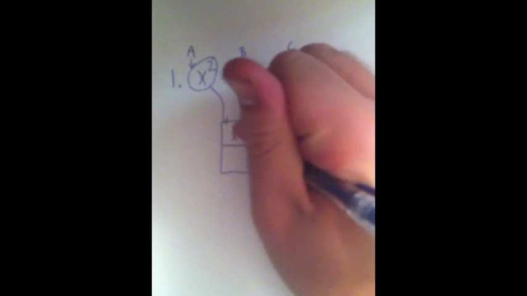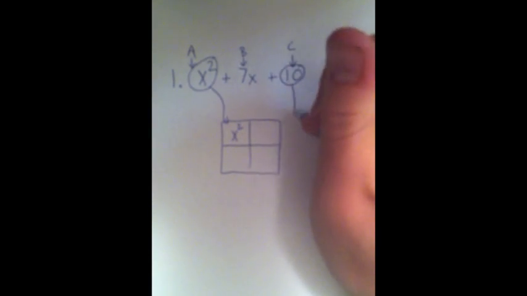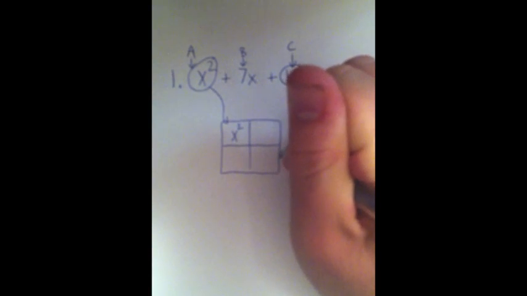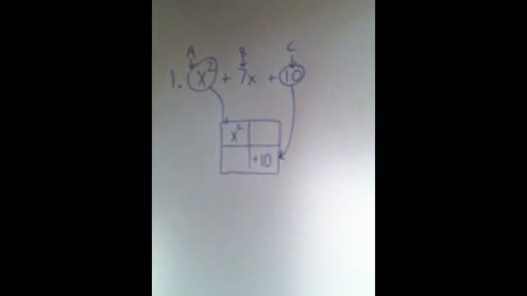So after we have those labeled, we're going to take our very first term, coefficient and all, and put it in the very first box. So in this case, we're going to have x squared. Then we're going to take our last term and put it in the last box. So in this case, that's plus 10.